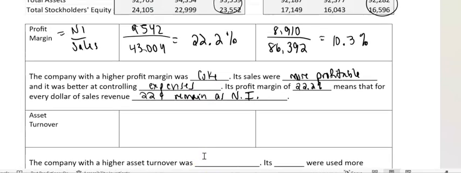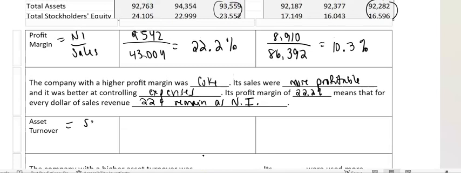Now let's look at asset turnover. Our asset turnover is equal to our sales divided by our average total assets. For Coke, we have our sales of 43,004 and average total assets of 93,559. For most companies, asset turnover is going to be greater than 1, and we interpret asset turnover to be a number of times that our sales exceeded our average total assets.